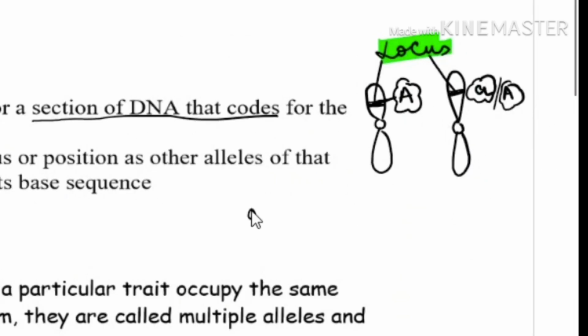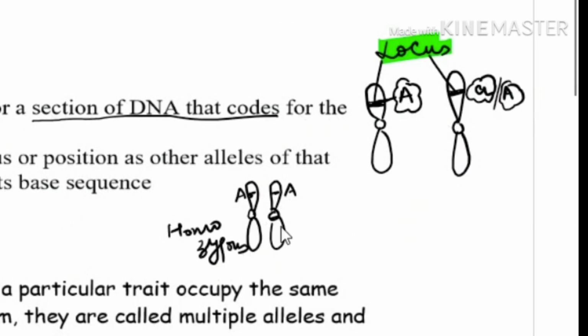If suppose the individual has got same allele in its chromosome, here capital A and here also capital A, then we will say individual is homozygous. But if the individual possess two different alleles, then we say it is heterozygous. So alleles are nothing, they are alternate form of a gene.